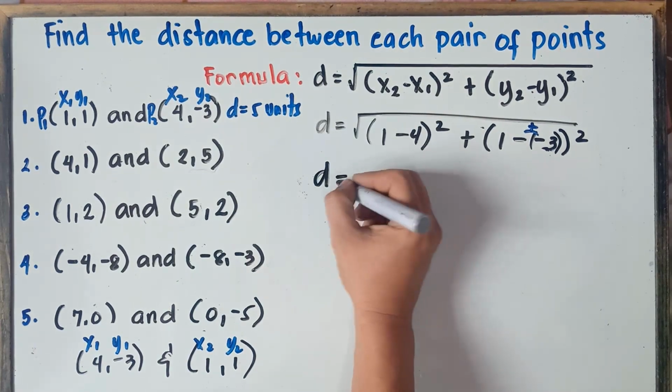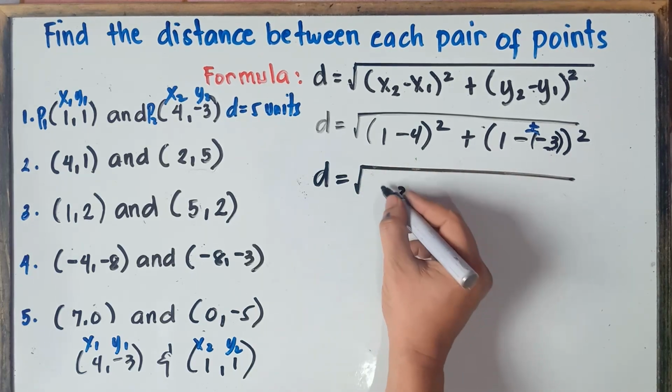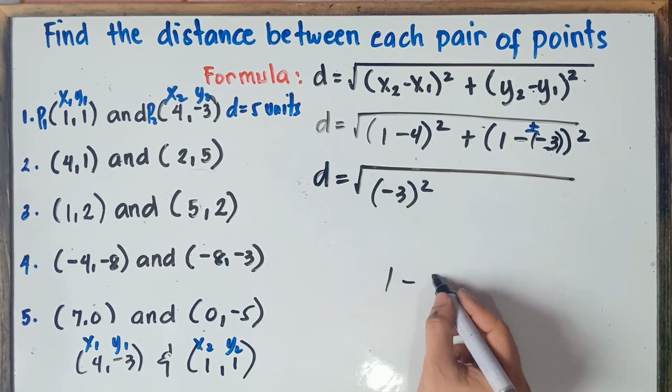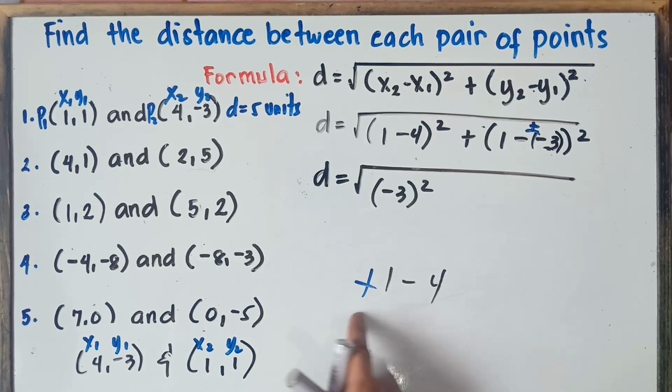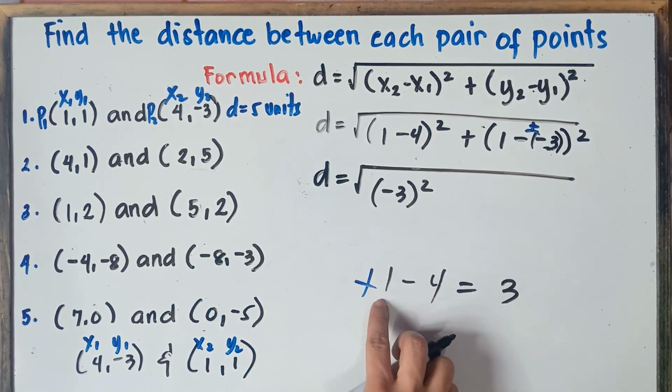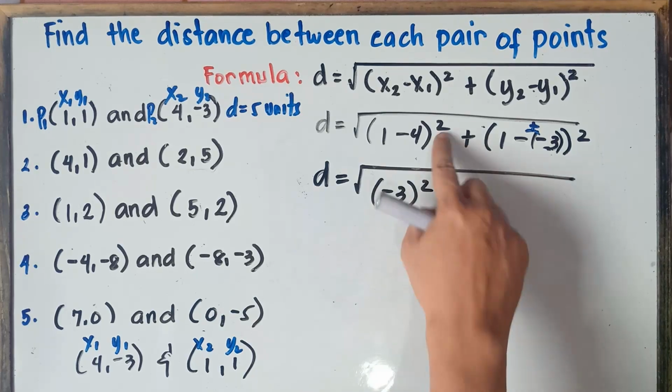So this will be D equals the square root of 1 minus 4, that would be negative 3, and then squared. Once again, class, 1 minus 4, unlike signs, positive 1, negative 4. If the signs are not the same, you subtract. 4 minus 1 is 3. Now, 4 is greater than 1, so we copy the sign of 4. That would be negative 3. And do not forget squared.